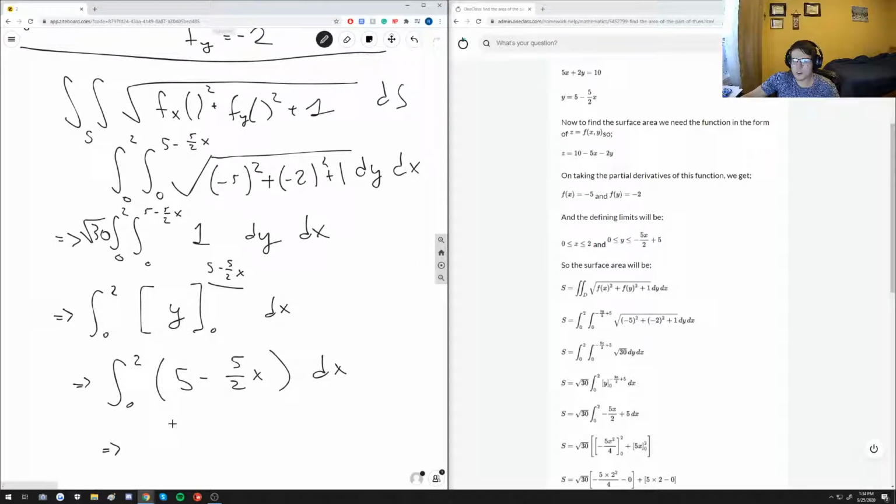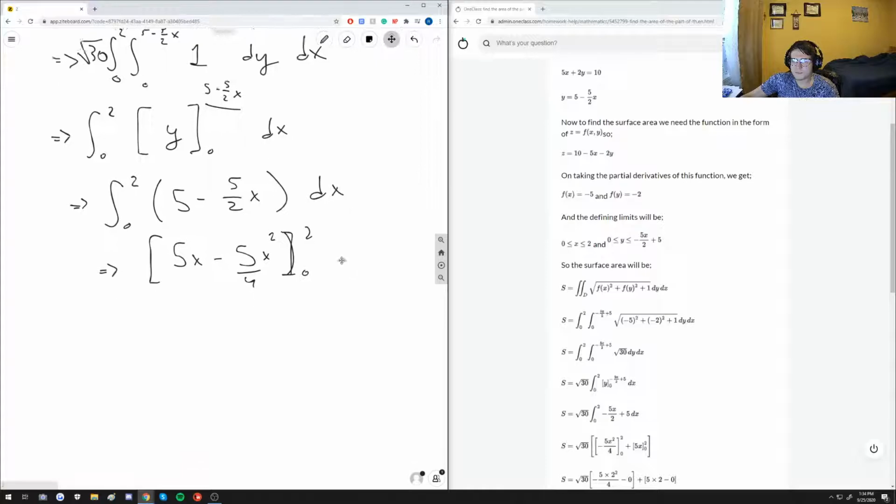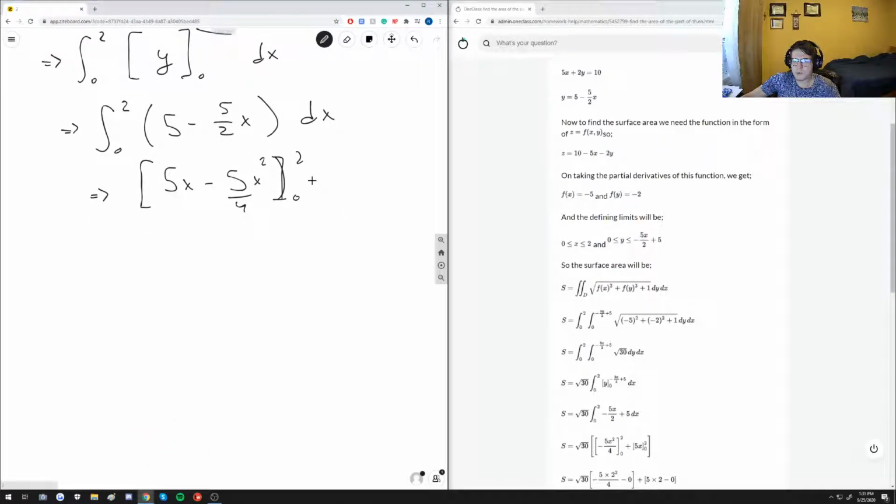So our integral is pretty simple here. The integral of 5 with respect to x is 5x. The integral of 5 halves x is, oh, I'm sorry, it's 5 fourths, my bad. So it's minus 5 fourths x squared, all right? That should be it. And then we're going from 0 to 2. At 0, the whole thing is 0, so we only evaluate our upper bound.